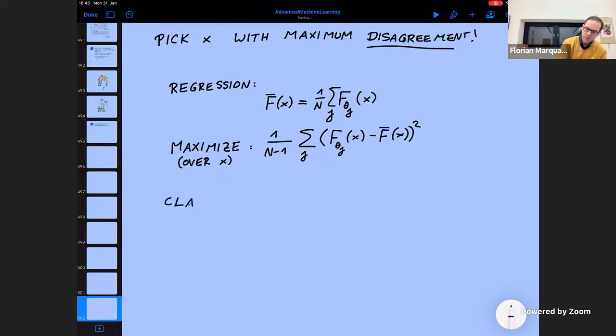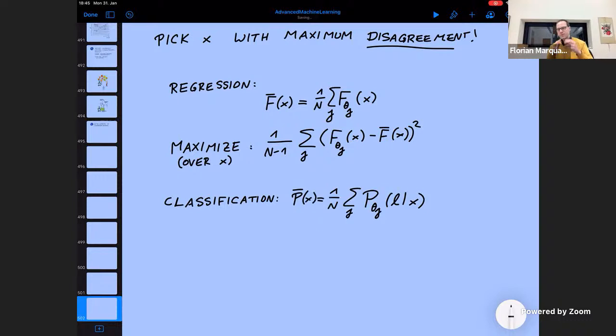Classification. Again, each model may make its own prediction, which in this case, again, could be a probability distribution. So P theta J of label given input, given the image. And again, I could average this if I like, and I get something like an average distribution. Now I could do many things, but one of the things that people have looked at is they have said, let me measure the deviation between this average probability from all the models together and the individual probability distributions. For example, using the Kullback-Leibler divergence, and I would sum maybe over all the models. And again, this is something that I want to maximize, the disagreement.